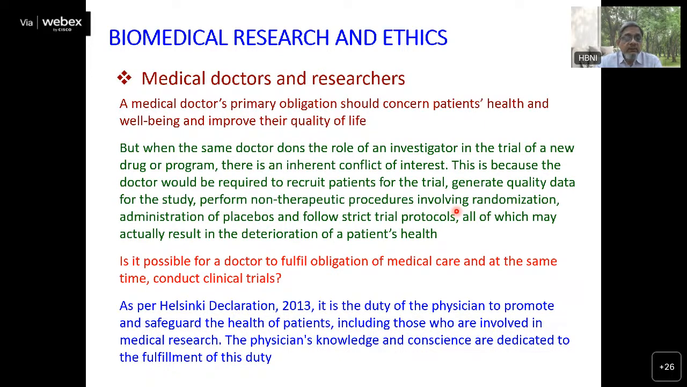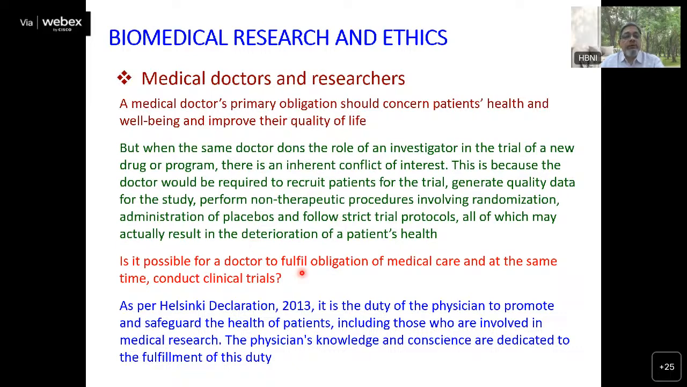Now, why does this happen? This is because the doctor would be required to recruit the patients for a trial, and he has to also generate some good data for the study, and also perform certain non-therapeutic procedures, such as randomization of trials, administration of placebos, and some trial protocols, etc. But while doing all this, he may actually neglect taking care of his patient, because of which the patient's health may deteriorate.